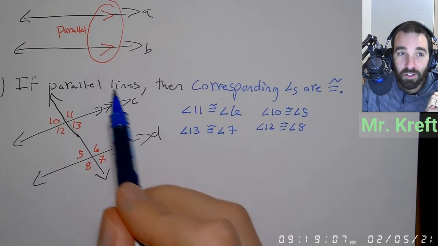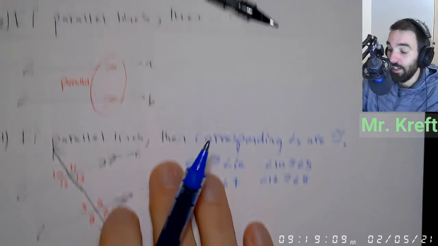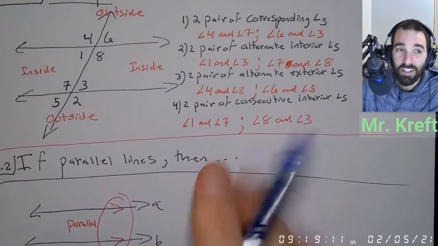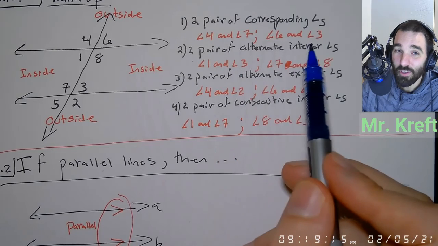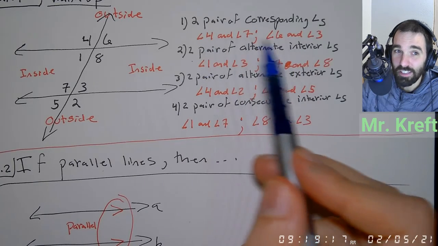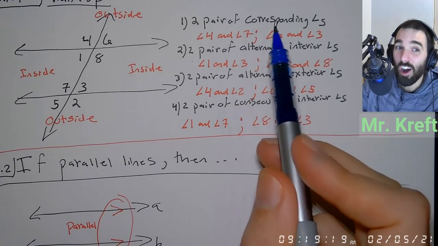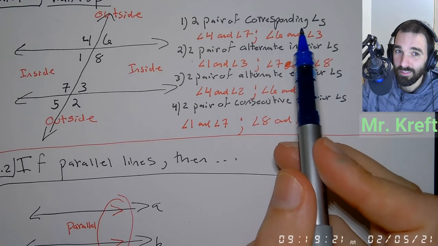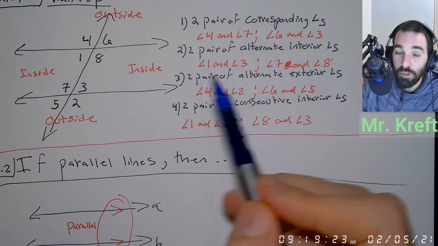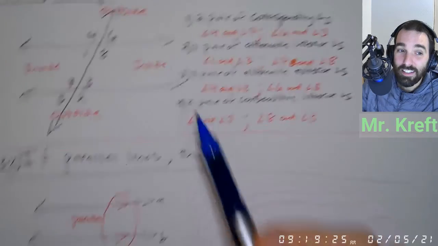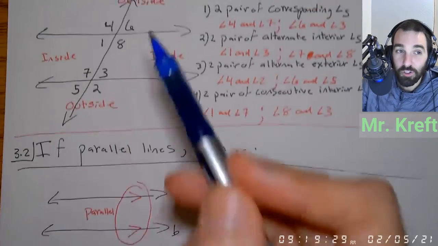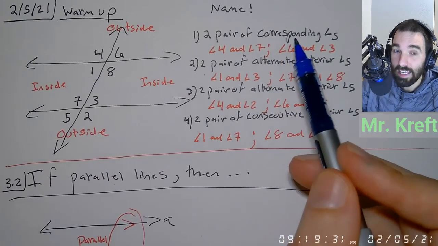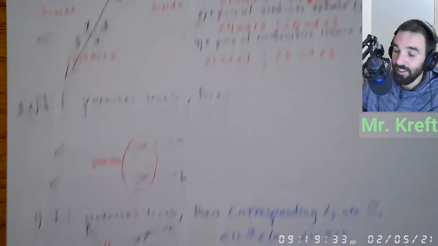All right. So if parallel lines, then corresponding angles are congruent. Now, I want to be super clear on this. If the lines aren't parallel, we can't say they're congruent. Do you guys see here? I didn't say they were congruent. I just said they are corresponding angles. Okay? So I really want to drive that home. This is only true if there's parallel lines. If they're not parallel, they're still corresponding angles, but they're not congruent.